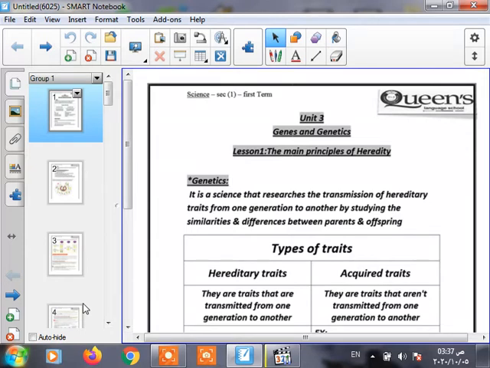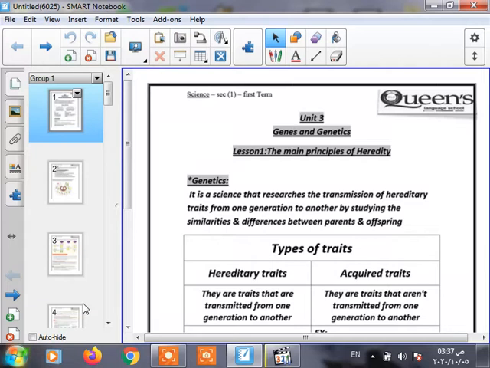It is the science that researches the transmission of hereditary traits from one generation to another. How? By studying the similarities and differences between parents and their offspring. What's the meaning of hereditary traits? What's the difference between all the traits? We have two types of traits. We have hereditary traits and acquired traits.